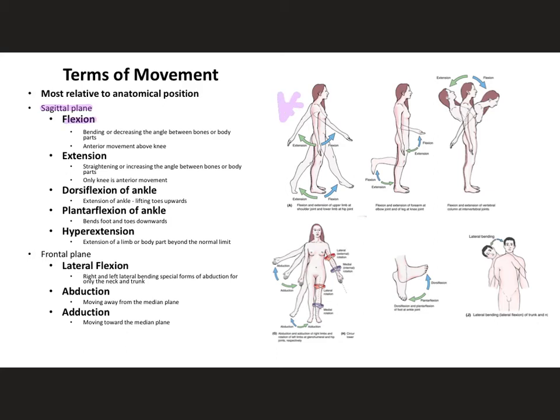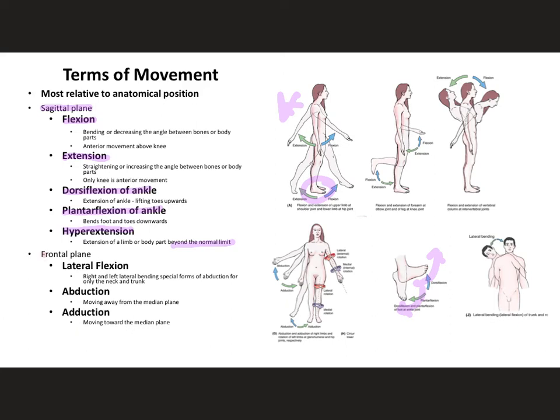So we see flexion is bending or decreasing an angle. This is almost always anteriorly for anything above the knee. Extension is a straightening or increasing the angle between bones, and only the knee is anterior in this movement. There are 2 special kinds of movement in the sagittal plane. These are dorsiflexion and plantar flexion of the ankle. The ankle is in extension in anatomical position, so we either have to raise the toes up, which is dorsiflexion, or push the toes down, which is plantar flexion. Now, we define hyperextension as an extension of a limb or body part beyond the normal limit.